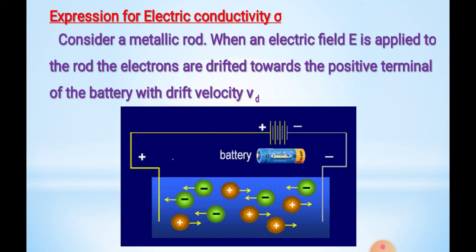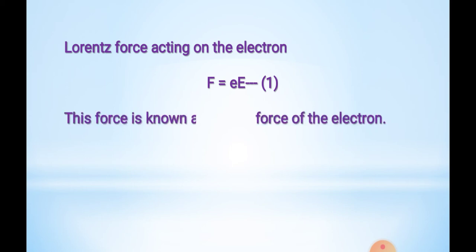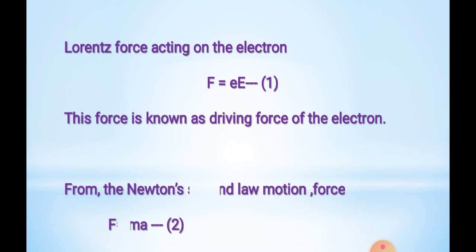When they are drifting, they have some velocity, which is given by the drift velocity, denoted by the symbol Vd. Next, when an electric field is applied, some force will be produced. That force is called the Lorentz force and it is given by the formula F is equal to eE. Here small e is the charge of an electron and capital E is the electric field. We call this Lorentz force a driving force because due to this Lorentz force only, the electrons are drifted towards the positive terminal of the battery.